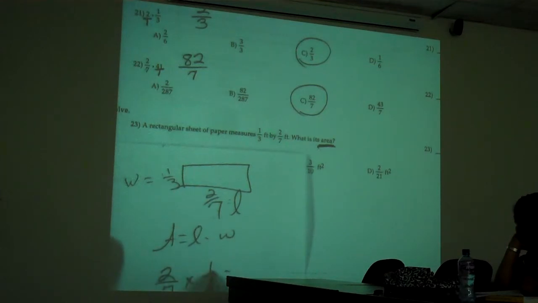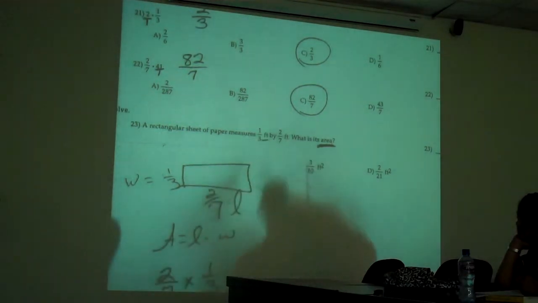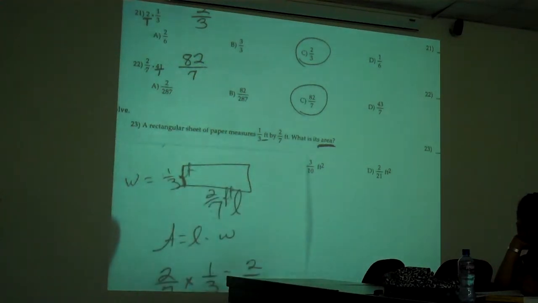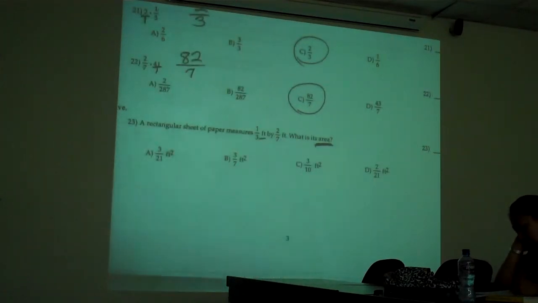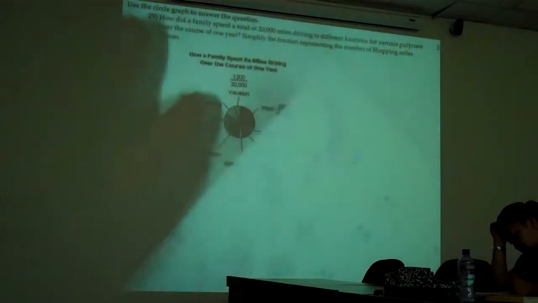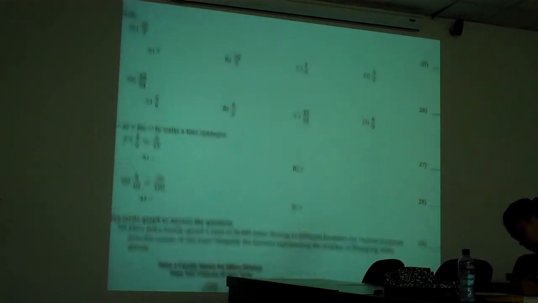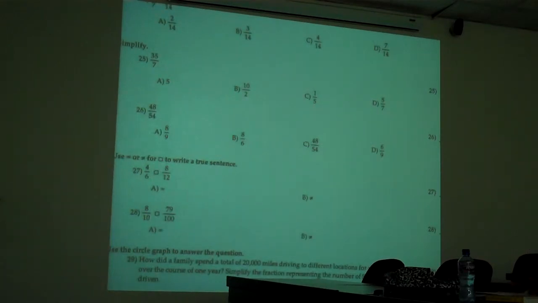Still 2 times 1 is 2. 7 times 3 is 21. And these were feet. 2/7 feet. This was feet. So you have feet times feet, which is square feet. Okay? So if it's not multiple choice, don't forget to put your units. Multiple choice gives it to you, but I'm taking a lot of the multiple choice out.